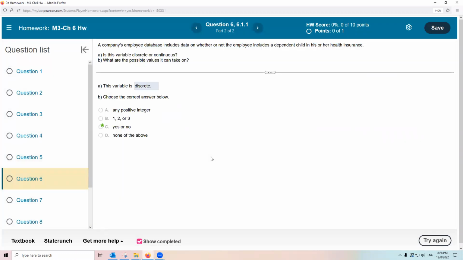All right, let's take a look at this one. So it says here, a company's database includes data on whether the employee has a dependent child. Is this discrete or continuous? Well, really, this is going to be a yes/no answer, right? Either it has a dependent child or not. You can almost think of it as like a 0 or a 1. Well, it's going to be discrete because it can only take on certain values.